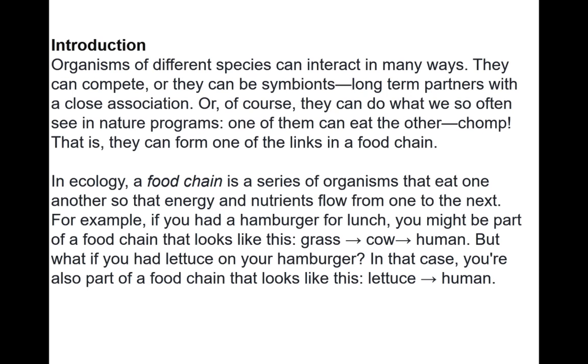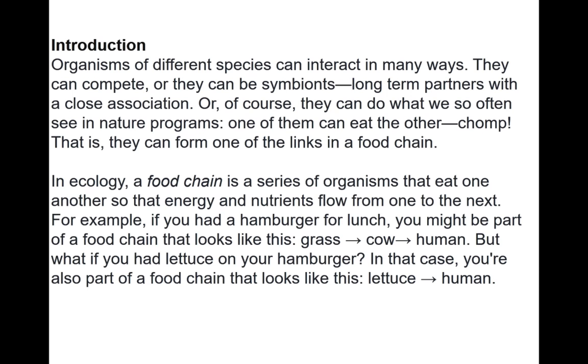Introduction. Organisms of different species can interact in many ways. They can compete, or they can be symbionts. Symbionts are things that live together, so they're long-term partners with a close association. Or, of course, it can do what we so often see in nature programs. One of them can eat the other. Chomp. That is, they can form one of the links in a food chain. In ecology, a food chain is a series of organisms that eat one another, so that energy and nutrients flow from one to the next.